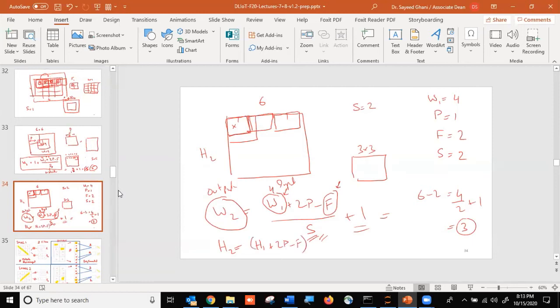Now, filter sizes are normally symmetric. So if it's F by F, it's not going to be F by 2F or something like that. Most filters are symmetric. Then you divide by the stride, plus 1. So it's exactly the same equation applied, and images of course are not symmetric. Sometimes images are horizontally elongated or vertically elongated. So that's how you'll find the size of the output.